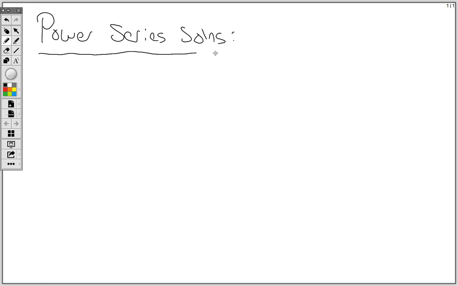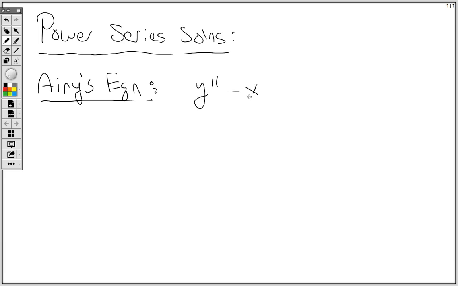Hi folks, today we want to start talking about power series solutions to differential equations. And sort of the typical poster child for something like this is an equation called Airy's equation. Airy was an astronomer, and I think originally this equation came up in the diffraction of light. And Airy's equation is y double prime minus xy equals 0.